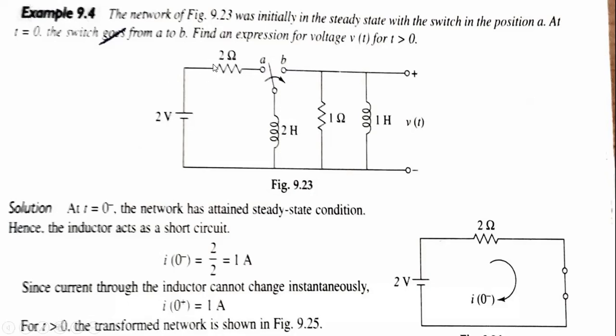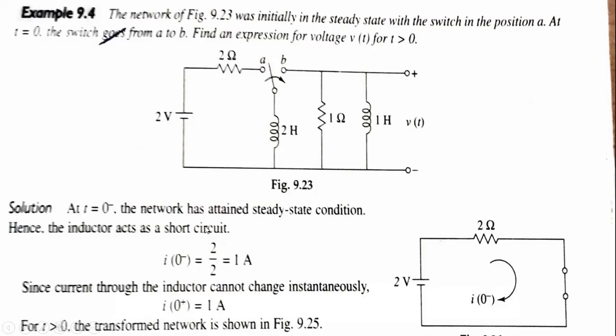See here, the 2 volt, the 2 and the 2. This will be short, nothing will happen, so the 2 volt and the 2 ohm will be there. At t equal to 0 minus, the network has to contain the steady state conditions, hence the inductor acts as a short circuit. So i(0 minus) equals V by R. V is 2, R is 2, so 2 by 2 is nothing but 1 ampere at 0 minus. Before closing the switch, at a particular instant the current will be 1 ampere.